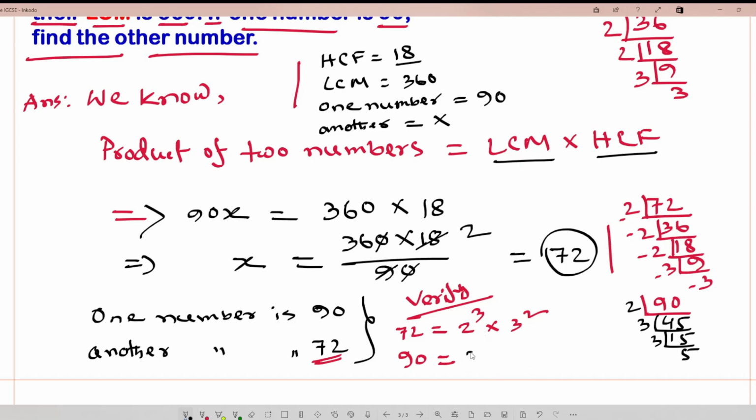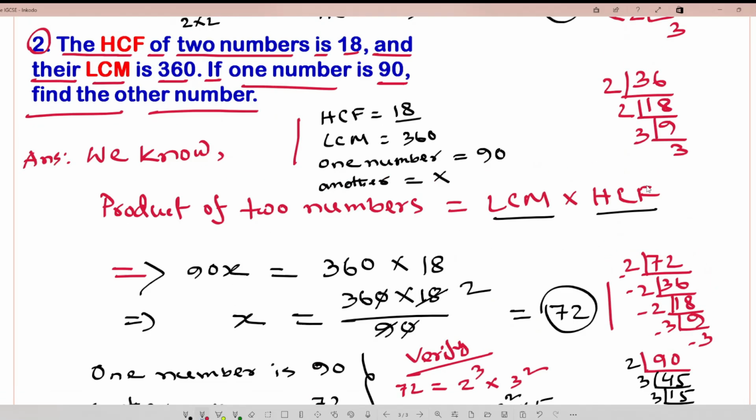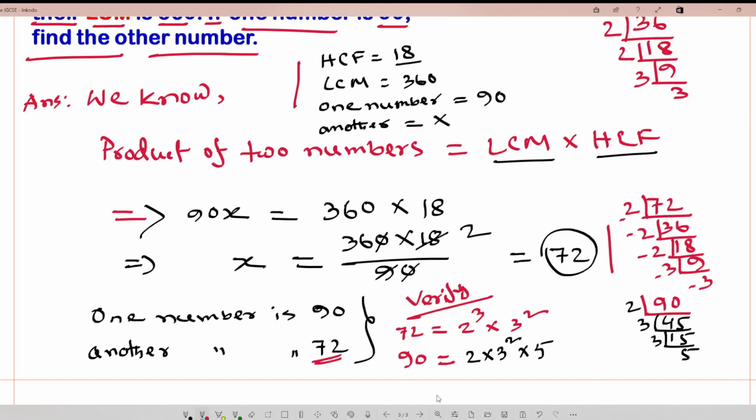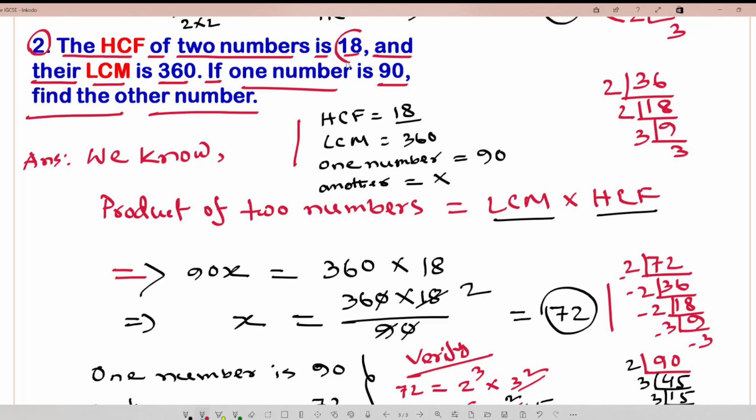So we can write 90 as 2 times 3 square times 5. So HCF, we already know, means highest common factor. In 72 here is 3 square, 90 also 3 square. So for HCF, we can take 3 square times the common factor 2, because here is 2 cube and here is 2, so we can take 2. So 3 square means 9, 9 times 2 means 18. So our HCF 18 is okay.